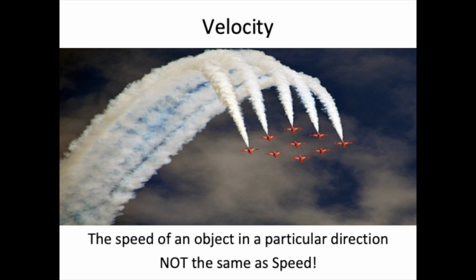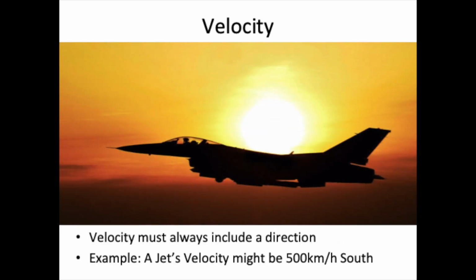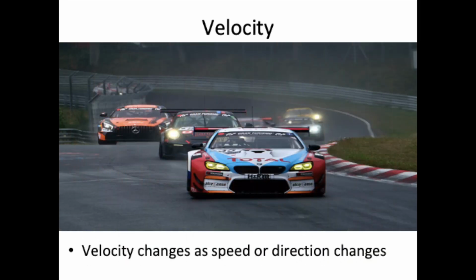Take a look at these jets. They're changing direction. They're changing velocity. Velocity must also include a direction when you describe it. An example: a jet's velocity might be 500 kilometers per hour going south. Now, velocity changes as speed or direction changes, just like these race cars. As they're going around a turn, their direction is changing, therefore their velocity is changing.